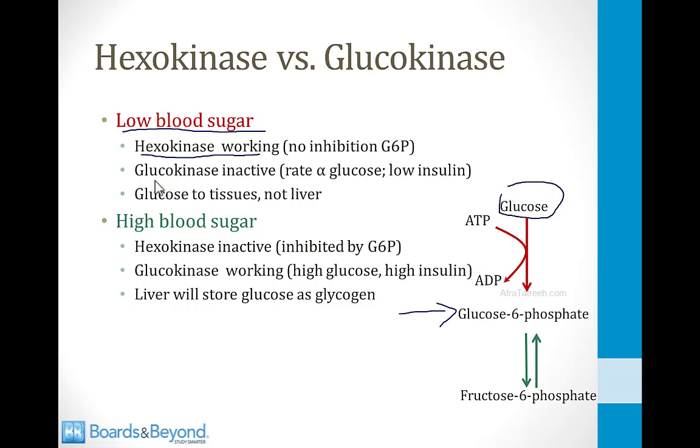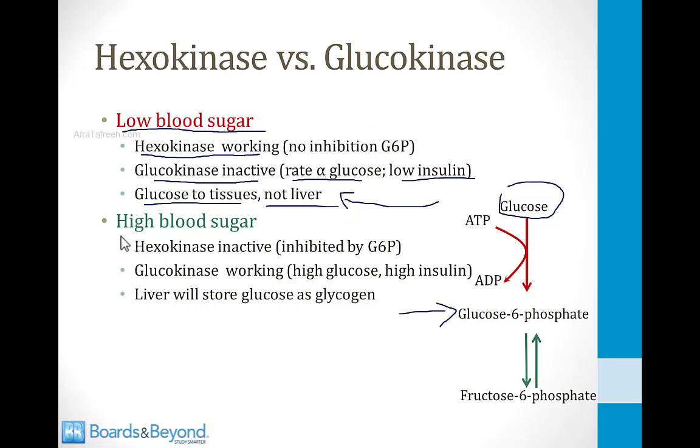On the other hand, glucokinase will be relatively inactive. Its rate is proportional to the glucose concentration. Also, it is activated by insulin, and insulin levels will be low in the fasting state. This means that in the fasting state, when there's relatively little glucose around, glucose will go to tissues when they can find it, and the liver will not take any of it up. And that should make sense to you because, as you may know, the liver performs gluconeogenesis in the setting of fasting, and therefore it doesn't want to be phosphorylating glucose and taking it into glycolysis.